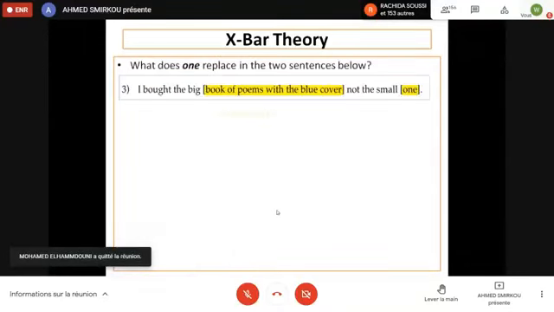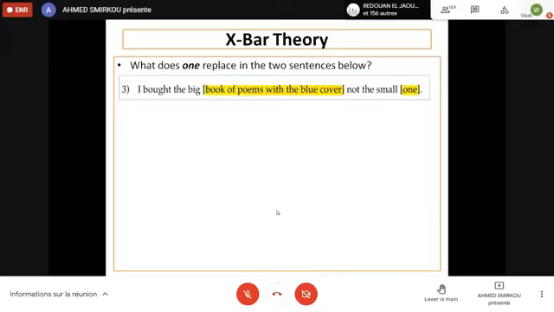So what does one replace in the two sentences below? Here: I bought the big book of poems with the blue cover, not the small one. What does one replace in this sentence? I bought the big book of poems with the blue cover, not the small one. What does one replace? Yes, please. It replaced the book of poems with the blue cover. Okay. Yes, I bought the big book of poems with the blue cover, not the small one.